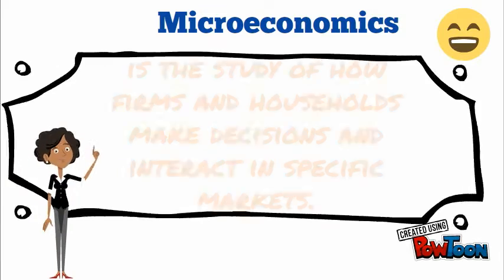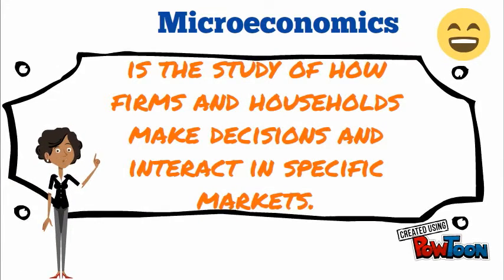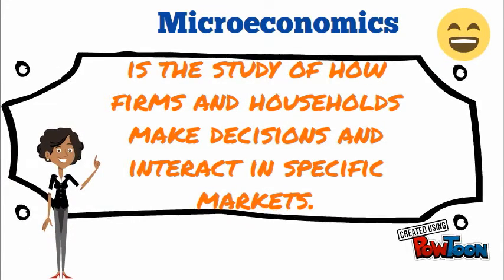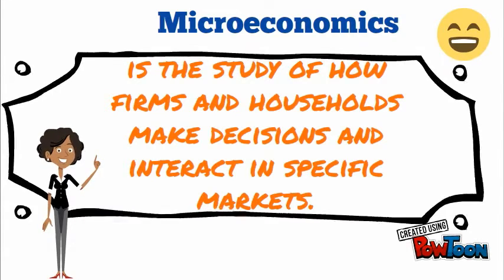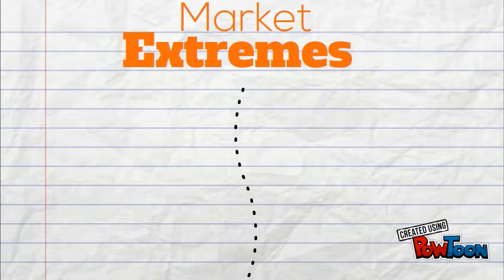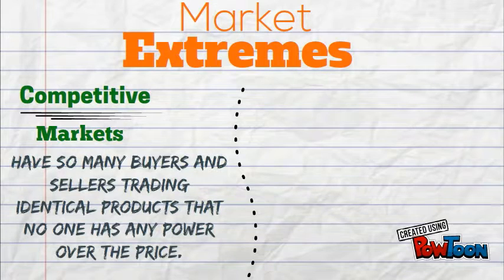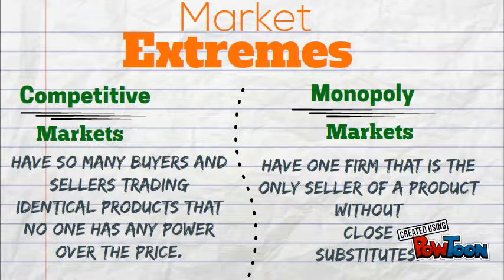Microeconomics. Microeconomics is the study of how firms and households make decisions and interact in specific markets. Market extremes. Competitive markets have so many buyers and sellers trading identical products that no one has any power over the price. That's why we call them price takers. Monopoly markets have one firm that is the only seller of a product without close substitutes. They are price makers.